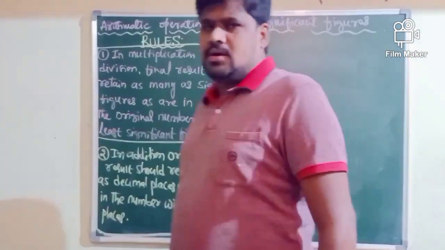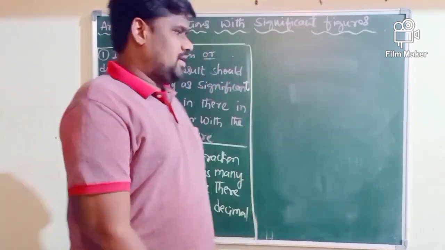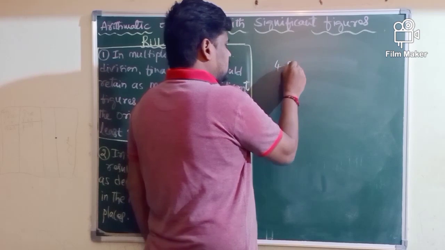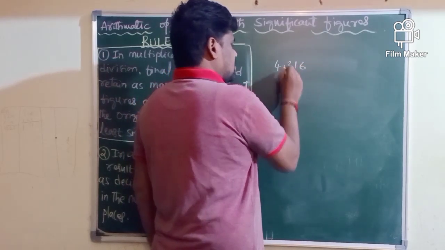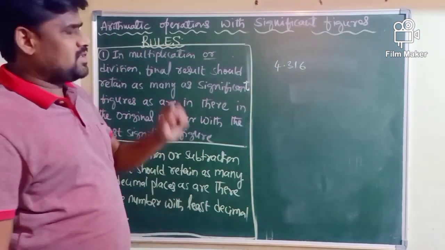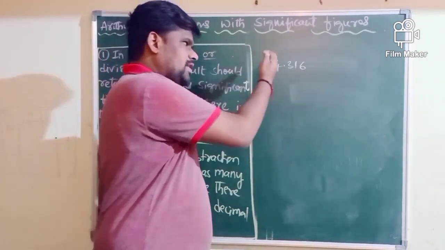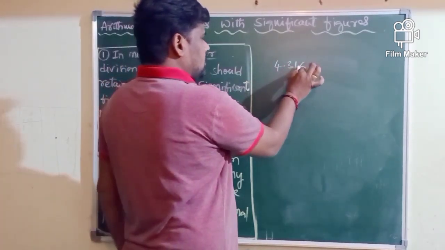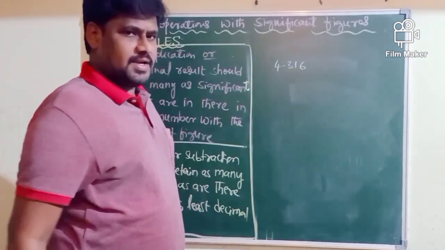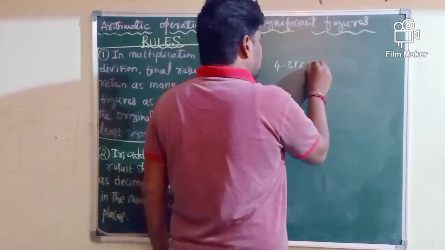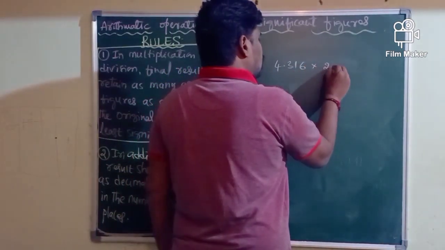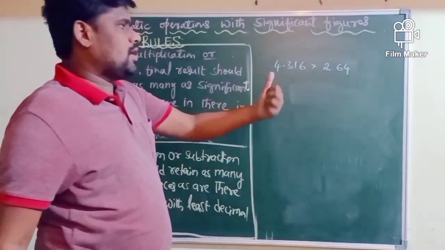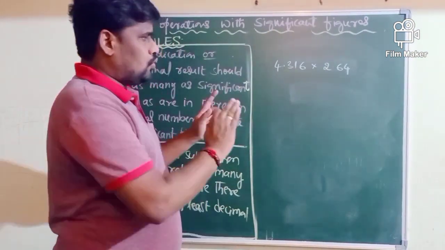Let me explain by taking a simple example here. Say for example, 4.316 is a number. How many significant figures does it have? 1, 2, 3, 4. Four significant figures are there. It is multiplied with one more number, 2.64.